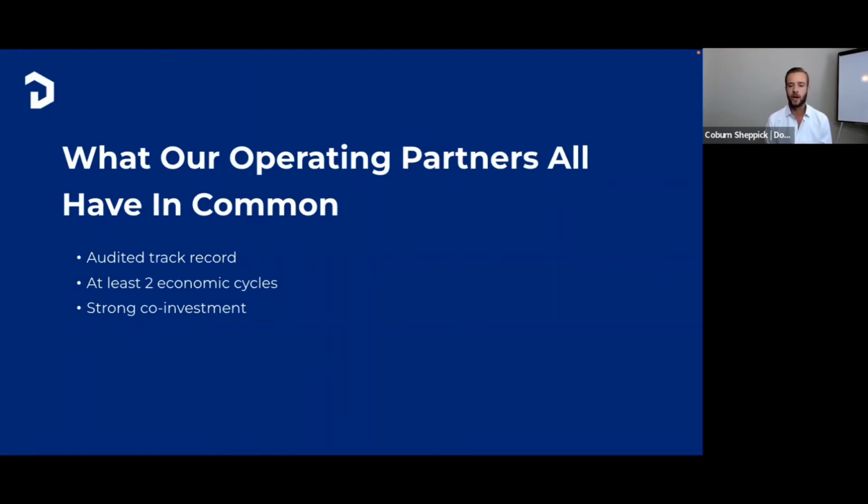What our operating partners all have in common? Number one is an audited track record. What projects have these operators done? Have they been successful? What markets have they operated in? All this is very important, as these operators are fully responsible for everything that goes along inside this investment project. And so verifying the track record is really key to us in choosing our operating partners. And these operators need to at least have gone through 2 economic cycles. 2008 would be one of those.